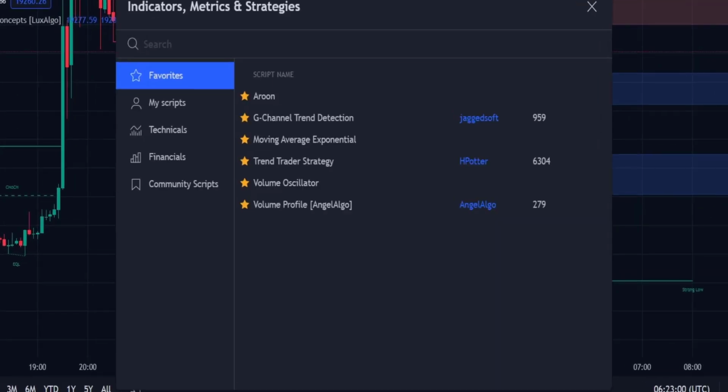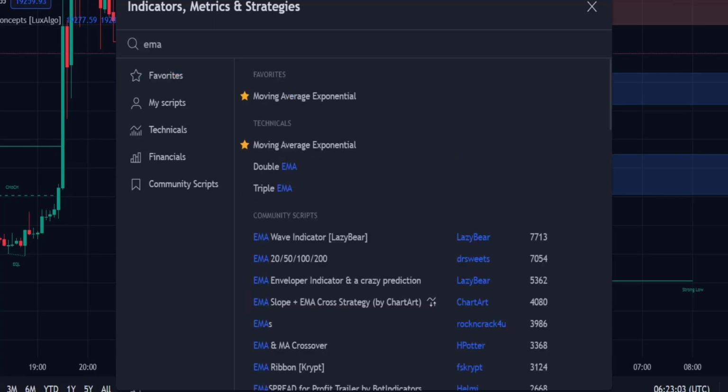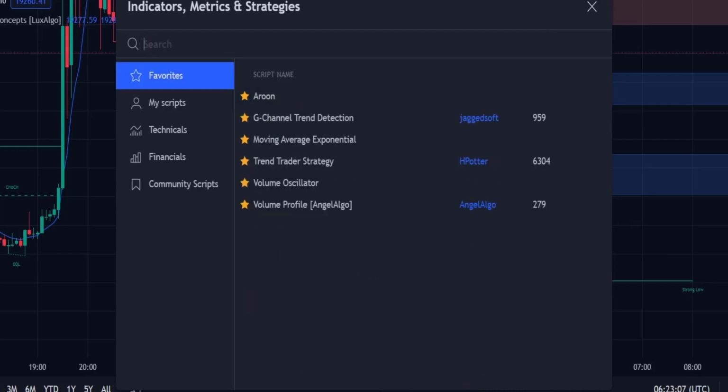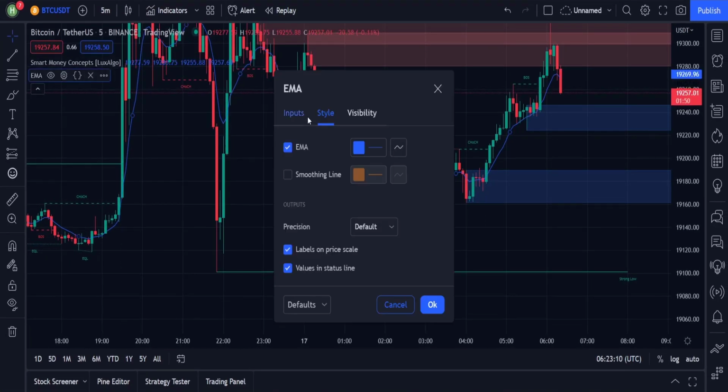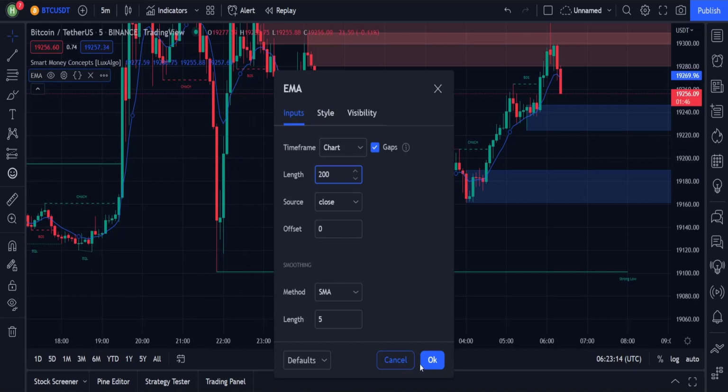Now, you know how this script works, so let's add 2 more indicators to the chart to complete the setup. So the first indicator we're going to need is the EMA, the moving average exponential. Now in settings, we're going to set its length at 200.